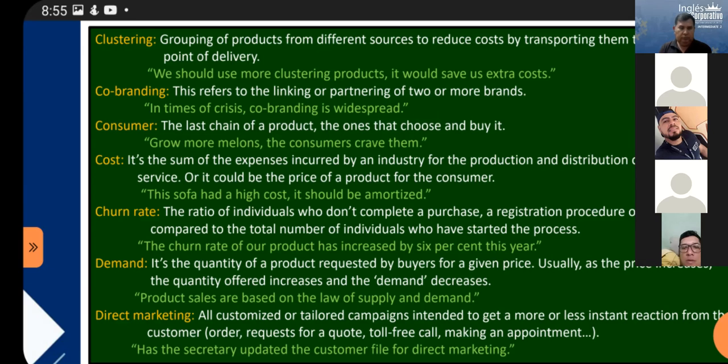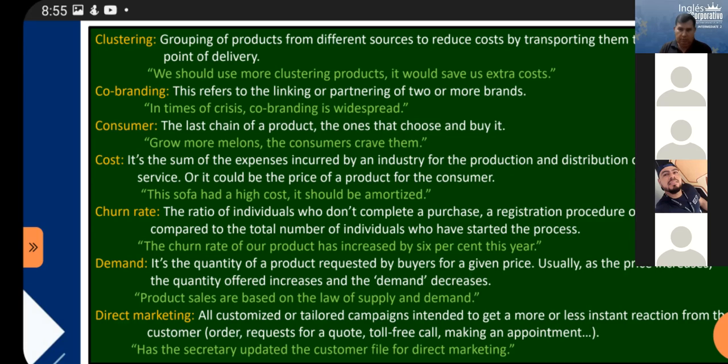Churn rate: the ratio of individuals who don't complete a purchase, a registration procedure or a survey, compared to the total number of individuals who have started the process. The churn rate of our product has increased by 6% this year. Demand is the quantity of a product requested by buyers for a given price. Usually as the price increases, the quantity offered increases and the demand decreases. Product sales are based on the law of supply and demand.